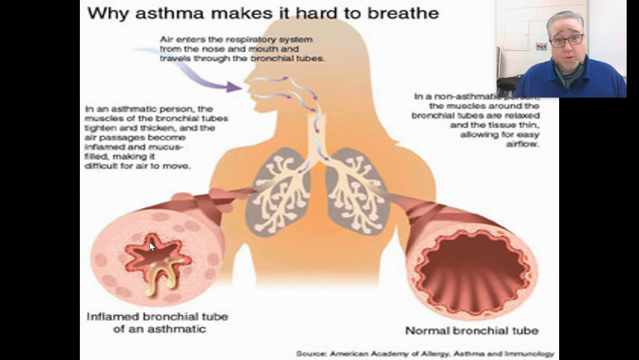mucus, and it's really difficult to breathe. In fact, some people that have asthma attacks feel like they're suffocating; they just can't get a breath. So what the steroid does, what the medication does, is it relaxes this tube. It allows it to open up, and it allows air to pass through.